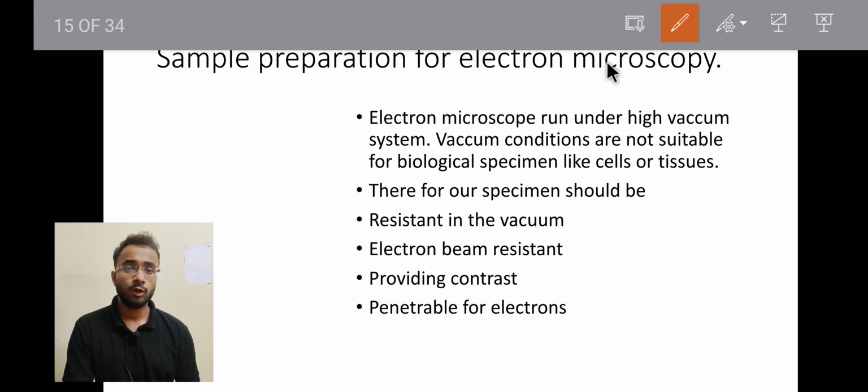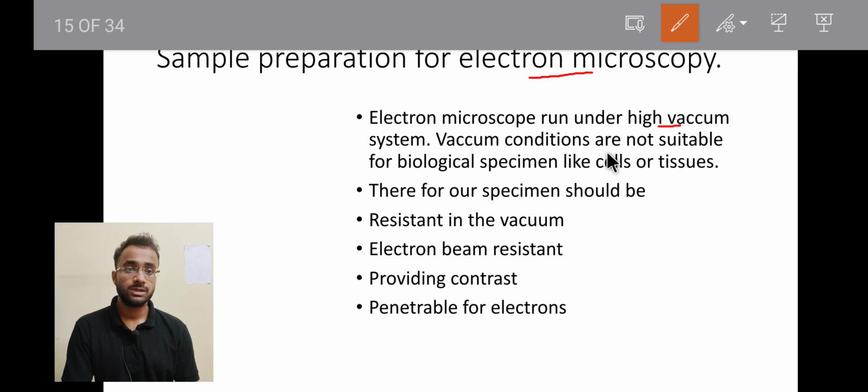But in electron microscopy, the sample preparation is quite difficult. It's a long procedure which we have to follow before we prepare a sample. Why exactly, and what the procedure is, we will see in this video. The electron microscope runs under a high vacuum system, as we have seen in the earlier video.